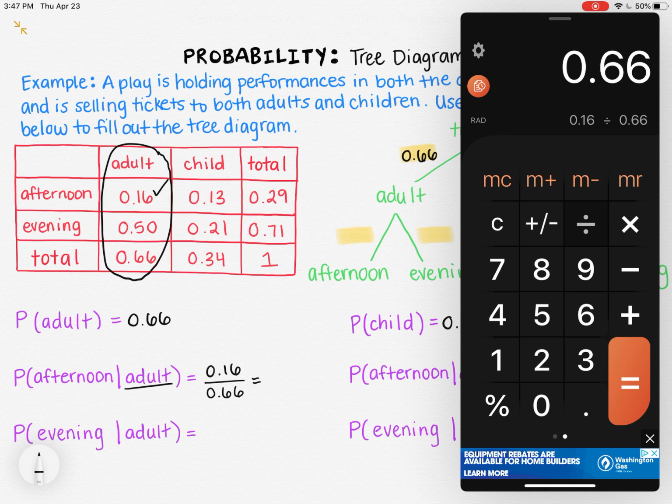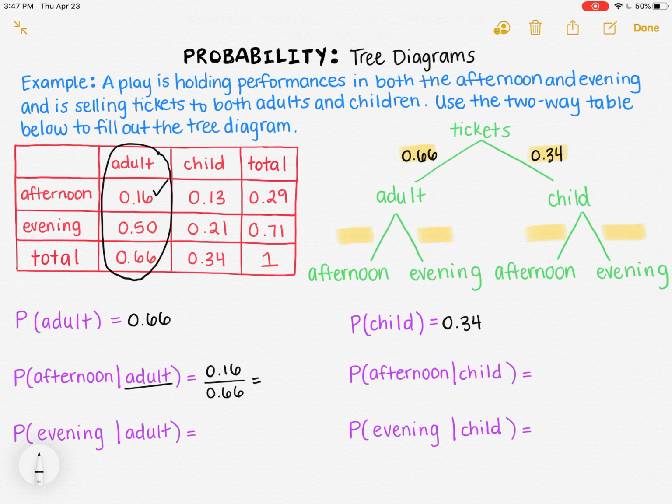Now I can calculate this in my calculator. 0.16 divided by 0.66 gives me 0.24. Now I can place this value on the left branch underneath adult, going to the word afternoon, 0.24.